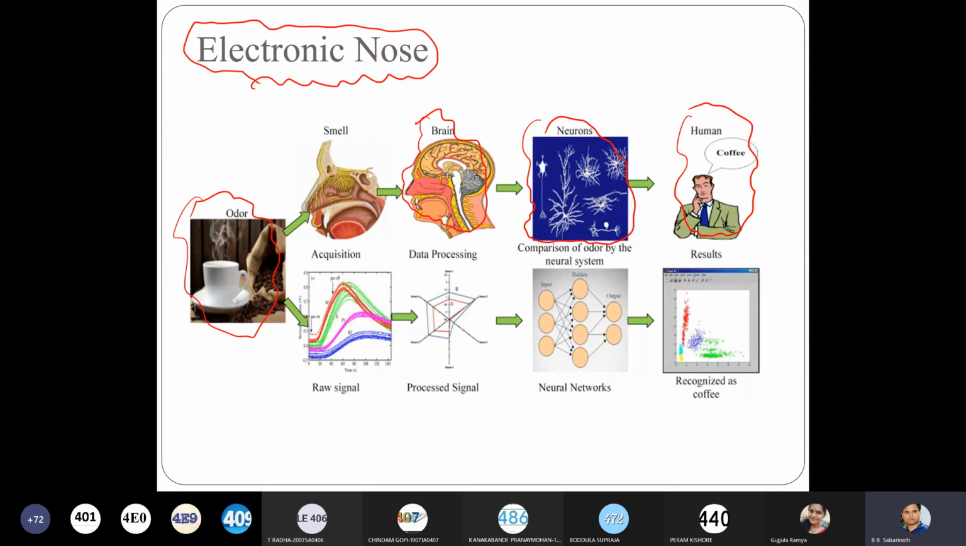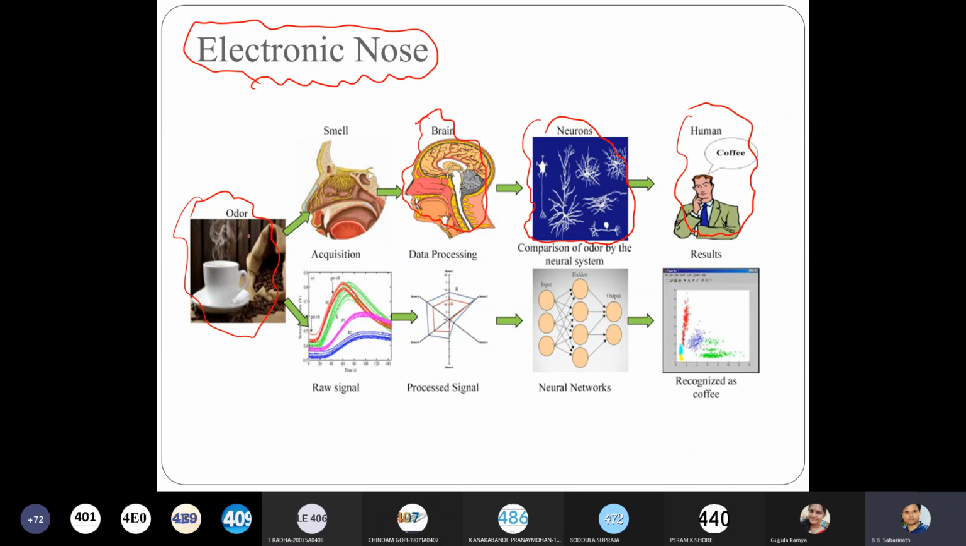Someone told you after you were born, maybe your mother or father. You might have asked your father or mother, what is this smell? They told you it's coffee. So you remember it, you map it. Whenever you get a similar smell, you always remember that it's coffee.